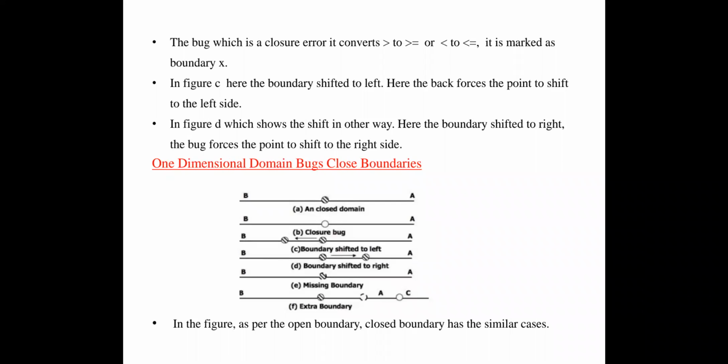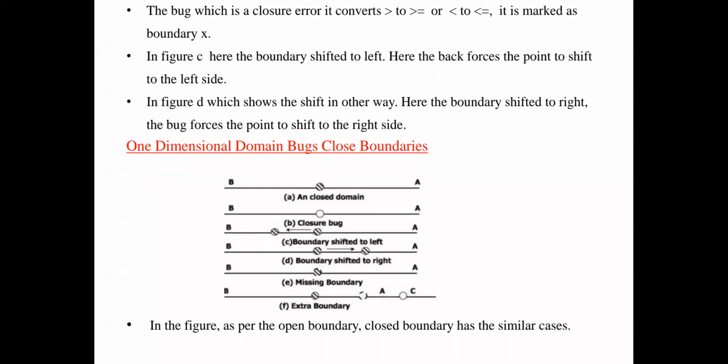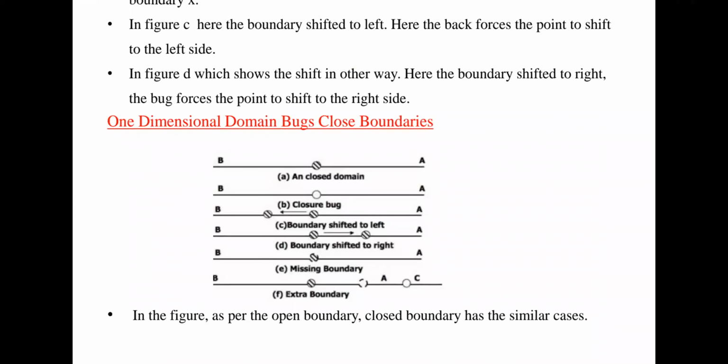So like in the open boundary, we have errors in the closed boundary also. The same errors will be there in the closed boundary, but it is represented with the closed boundary point representation. Like in a closed domain: closure bug, boundary shifted to left, boundary shifted to right, missing boundary, extra boundary. These are all the bugs that we have seen before, but there we saw them with the open boundary representation. Here we see them with the closed boundary representation.